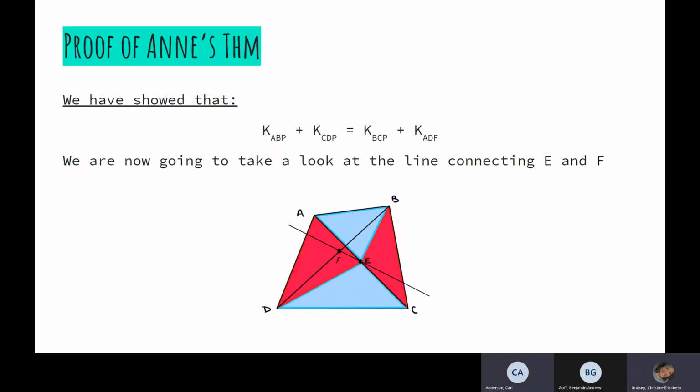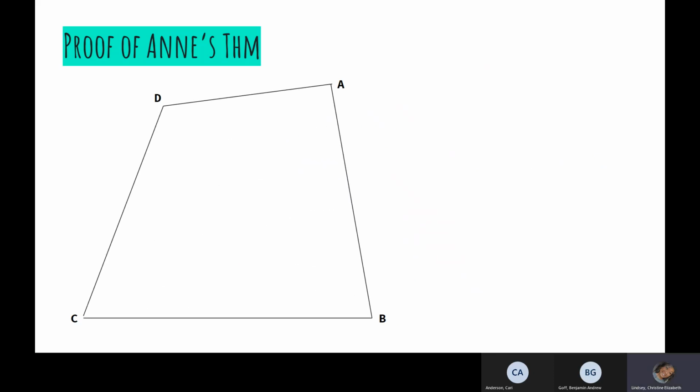So now that we've shown that the area of ABP plus the area of CDP equals the area of BCP plus the area of ADP, we can take a look at the line that actually connects E and F. So we're going to draw the quadrilateral ABCD, and then we're going to place the point P inside of that convex quadrilateral. And so then we're going to represent AC and BD as the diagonals of this quadrilateral ABCD, and we're going to note that E and F are the midpoints, respectively.